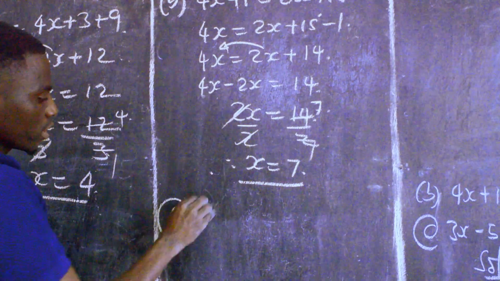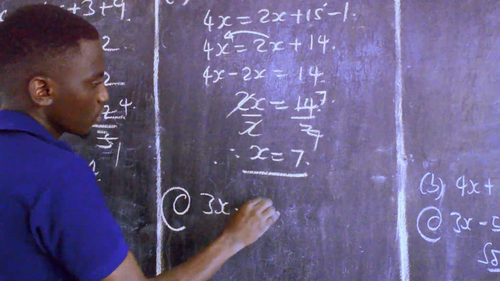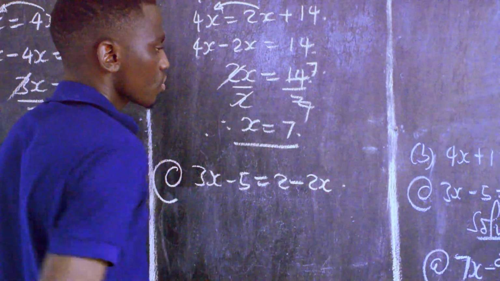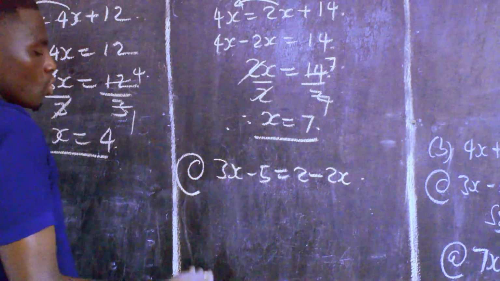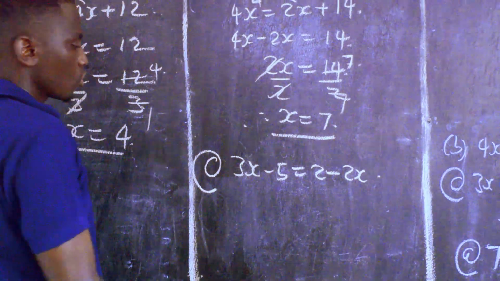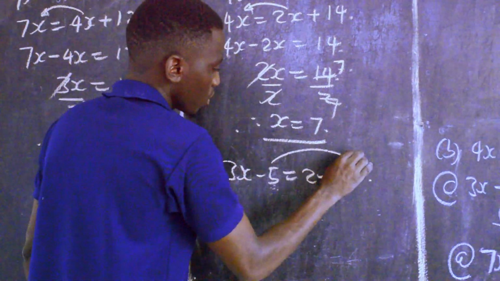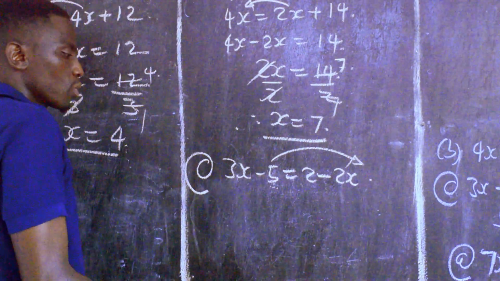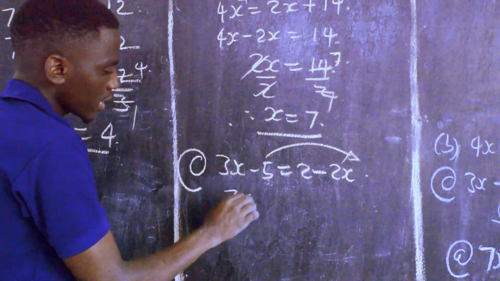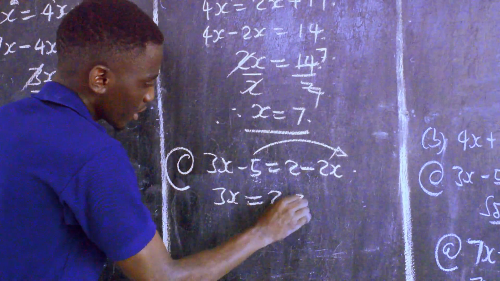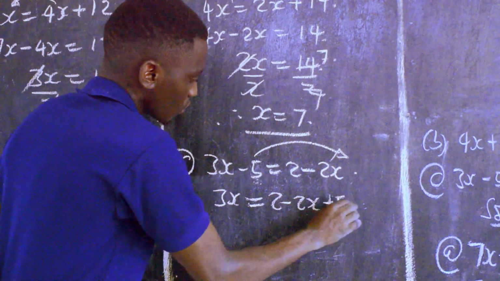C, we have 3x minus 5 is equal to 2 minus 2x. We are finding the value of x. So if you see here, 5 here is negative. Once it comes on this side, it becomes a positive. So remains 3x is equal to 2 minus 2x plus 5.